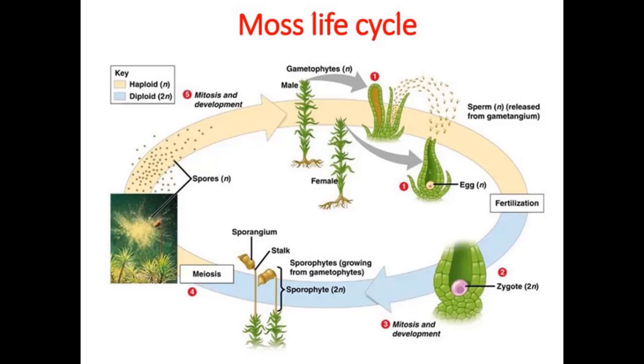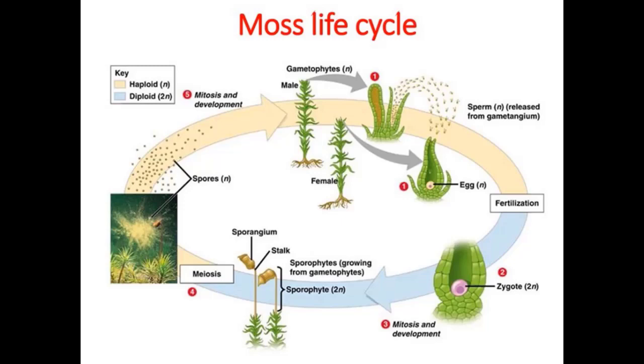Mosses and ferns are seedless plants; they use spores to reproduce. The life cycle of mosses and ferns has two separate stages. During one stage, asexual reproduction, the plant produces spores. This is called the sporophyte stage, and the plant needs only one type of cell, the spores, to reproduce.